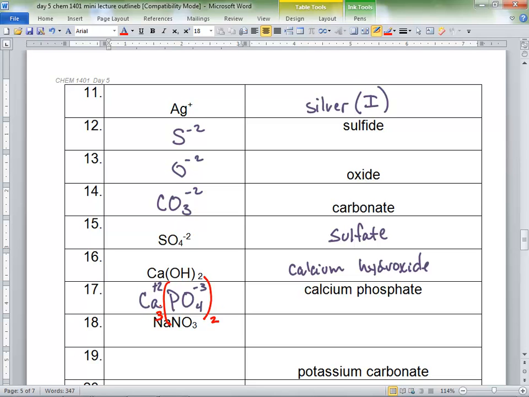This is going to work every single time. 3 times +2 is +6. I have 3 calciums, +6 charge. Each phosphate has a -3, but I've got 2 of them. So -6, +6, 0, it works.